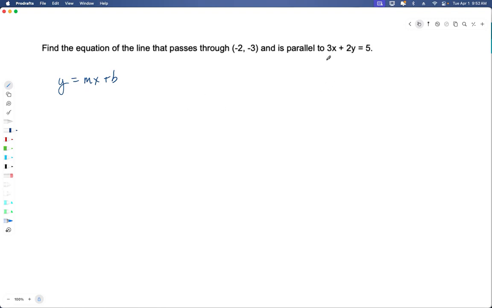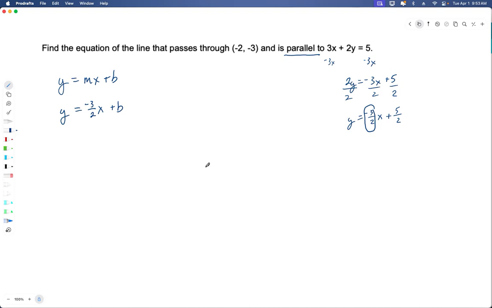I am going to subtract 3x from both sides, and I get 2y is equal to negative 3x plus 5. And then I'm going to divide everything by 2. So y is equal to negative 3 over 2 x plus 5 over 2. That tells me the slope of this line. In order for it to be parallel, they have to have the same slope. So the slope is negative 3 over 2. So I can substitute that in and say negative 3 over 2 x plus b.